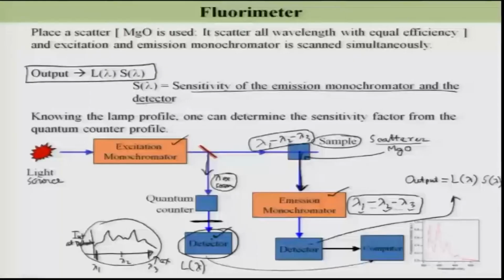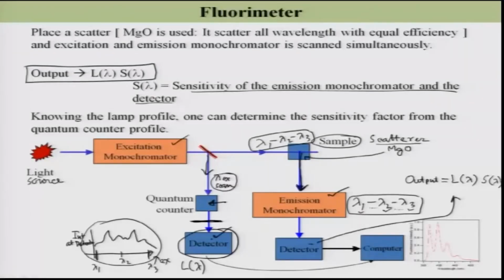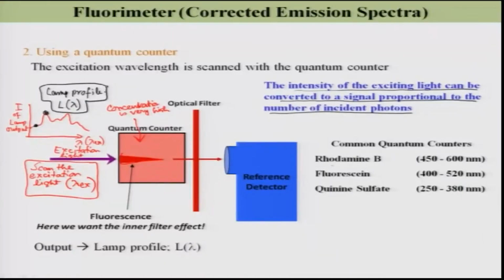What is the range of this lambda? That range will be guided by the absorption spectra of the molecule you have taken in this quantum counter. So, for different regions of this lambda, you should use different molecules. Just for example, over here rhodamine B is generally used for this wavelength region. Now, if you want this wavelength region, you need fluorescein. If you want the UV region, you need quinine sulfate, and so on and so forth. There are several quantum counters available.